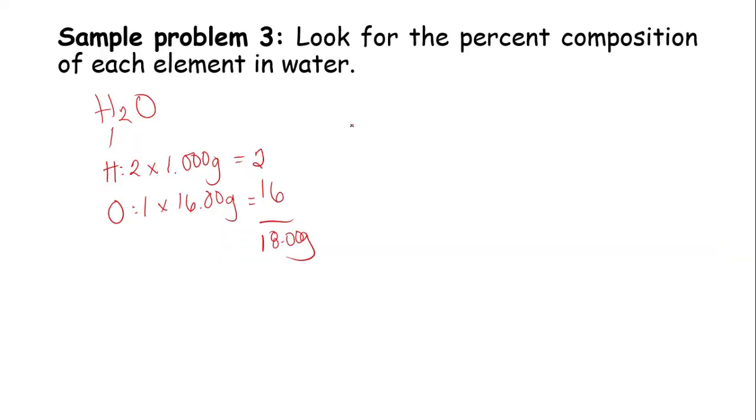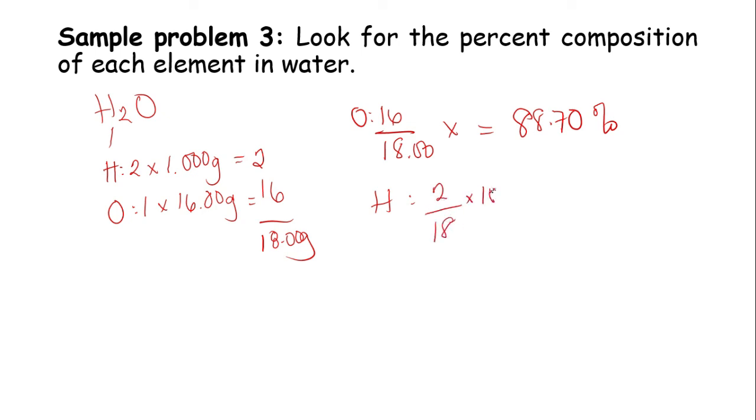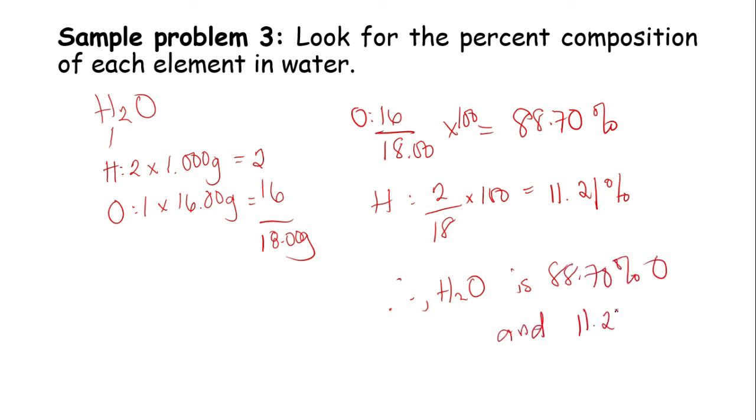So now, we look for the percentage of each element. Since the mass of oxygen is 16, we divide it by 18.00 times 100, and we get 88.70%. Now for hydrogen, it's the same. 2 divided by 18 times 100. Sorry, you need to put 100 here, times 100, we will get 11.21%. Therefore, H2O is 88.70% oxygen and 11.21% hydrogen. Good job.